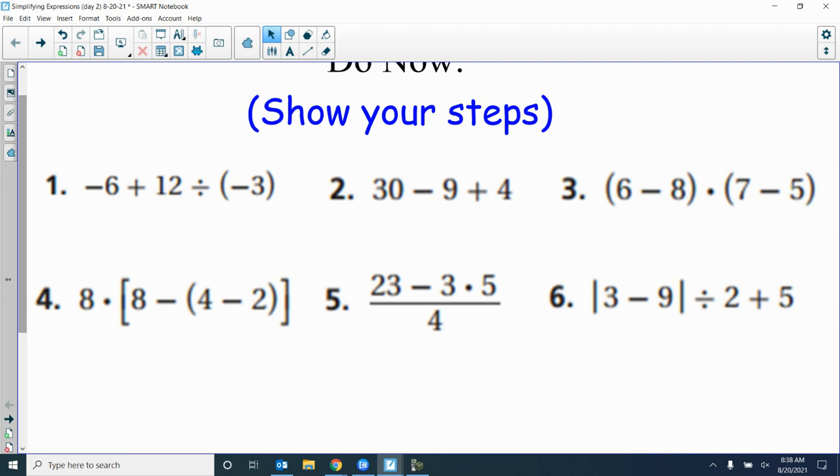30 minus 9 plus 4, you always go left to right. Addition and subtraction, left to right.